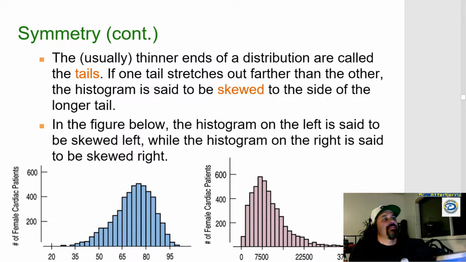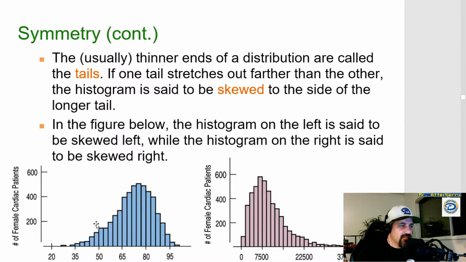Okay. The usually thinner ends of distribution are called the tails. If one tail stretches out farther than the other, the histogram is said to be skewed to the side of the longer tail. Okay. In the figure below, the histogram on the left is said to be skewed left, while the histogram on the right is said to be skewed right.